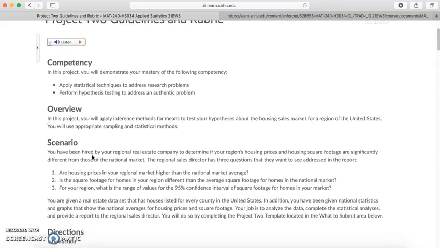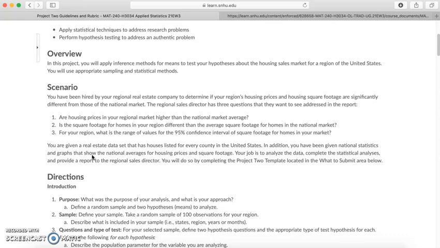So the overview is, in this project you will apply inference methods for means to test your hypotheses about the housing sales market for a region of the United States. You will use appropriate sampling and statistical methods. You have been hired by your regional real estate company to determine if your region's housing prices and housing square footage are significantly different from those of the national market. The regional sales director has 3 questions they want to see addressed in the report.